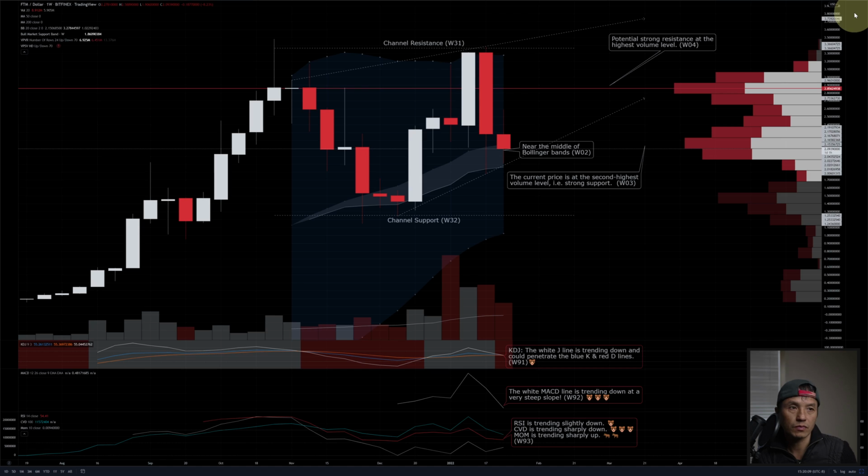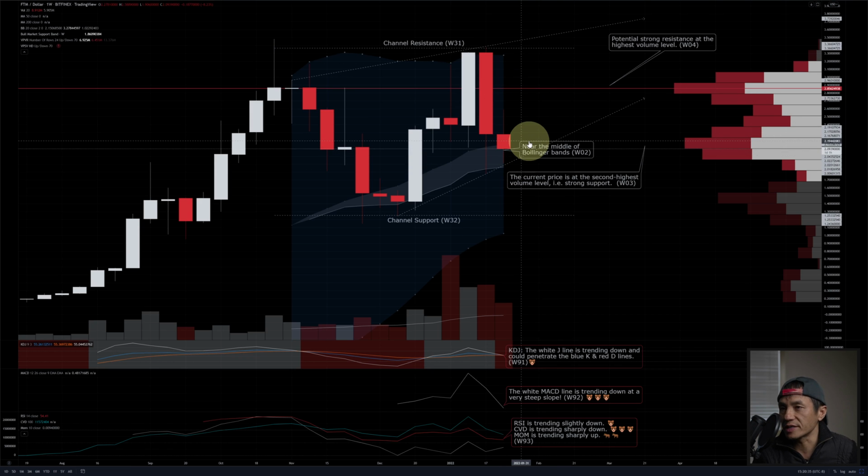Let's dig in and check out the technical analysis for FTM Phantom. This is the weekly chart on TradingView. What we have here is you can see in the last 2 weeks, FTM has been trending down. We had this giant red candle here and a little smaller red candle here on the current week.